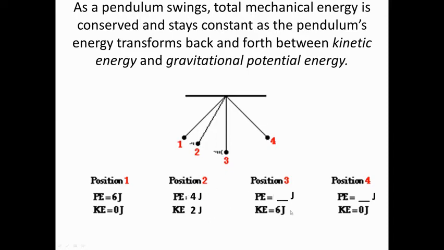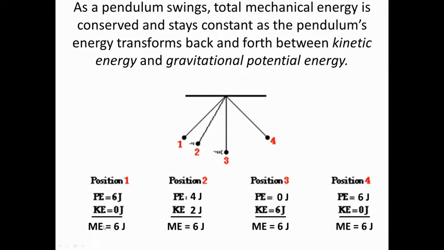Over here, at the very bottom, where it's got the most kinetic energy, everything's turned into kinetic energy, so 6 joules. So if all the energy of 6 joules is in kinetic, that leaves 0 for potential. And then up at the very top, when it's gone back up to its original height, it stops, so it has 0 joules of kinetic energy, which leaves all the energy in the form of potential energy. So in all of these cases, since energy was conserved, you have 6 joules of mechanical energy the entire time.